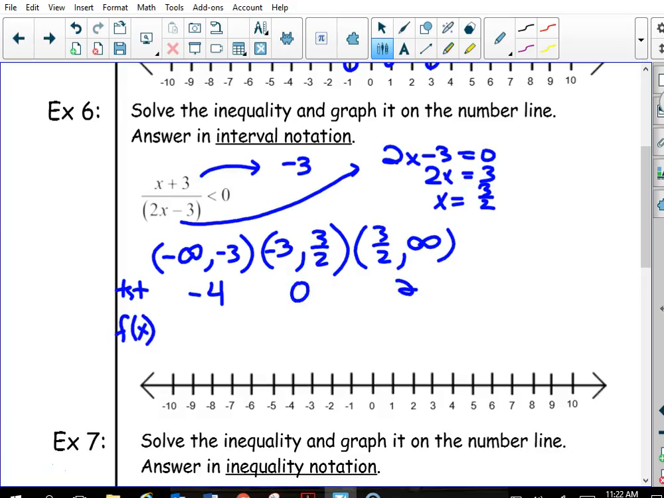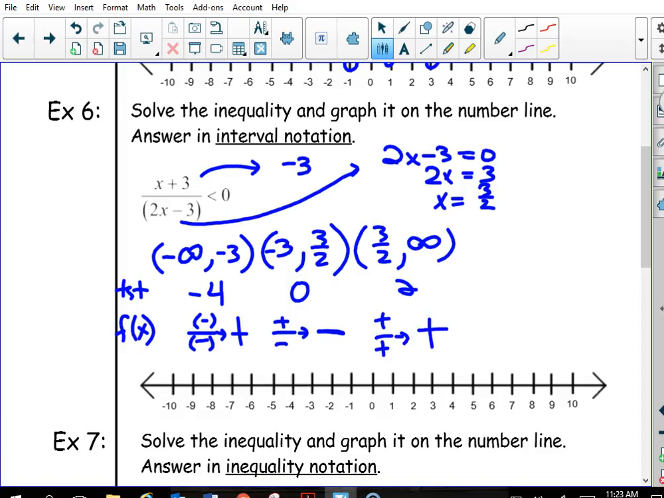Okay, plugging in a -4, I get a negative over a negative, overall positive. At 0, I'll get a positive divided by a negative, which gives me an overall negative. And at 2, it's a positive divided by a positive.